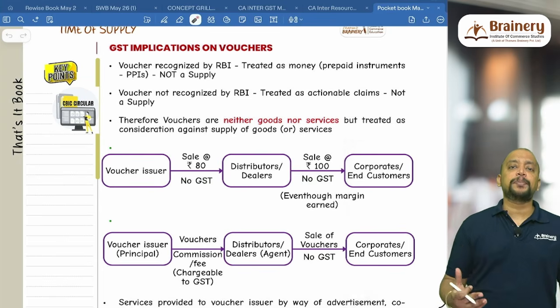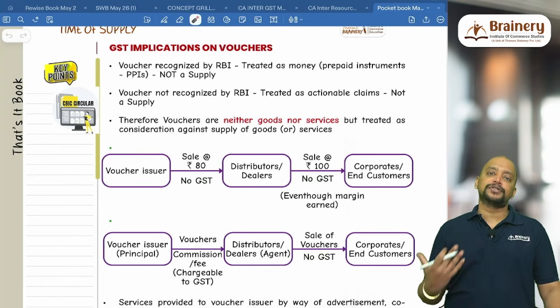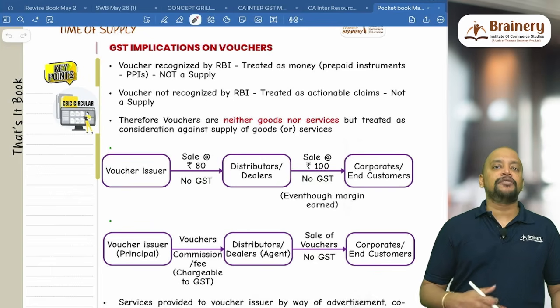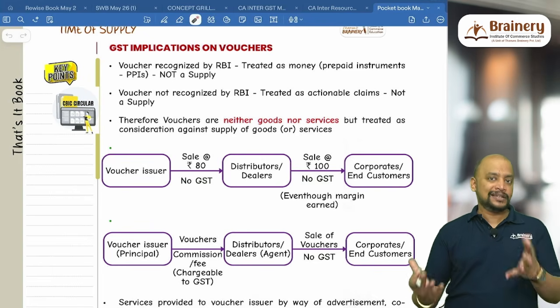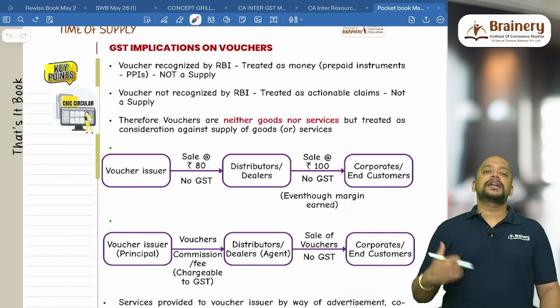What if it is not a prepaid voucher? Normal gift vouchers which are given. For example, when you do shopping for a particular amount, you'll get a 500 rupees off voucher or 1500 rupees off voucher, like that. So what is the treatment of this voucher? These are gift vouchers not recognized by RBI.